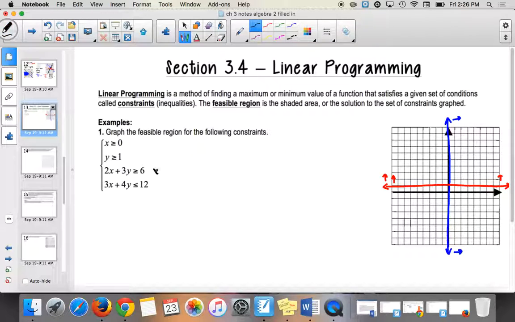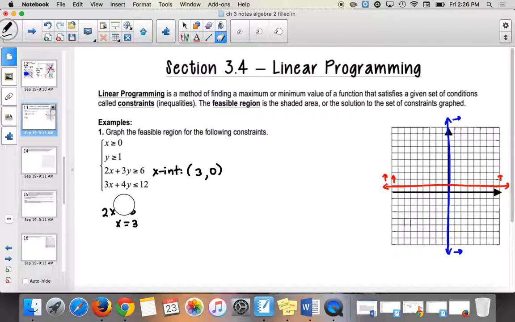If you're finding the x-intercept, you plug in 0 for y. When I plug in 0 for y, I get 2x equals 6. Just treat it as an equal sign. So I get x equals 3. I was just basically covering up the y, remember? So I get x equals 3.